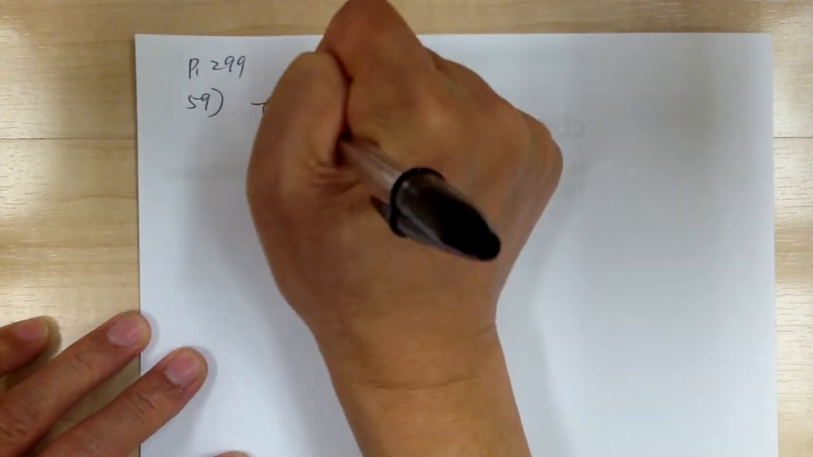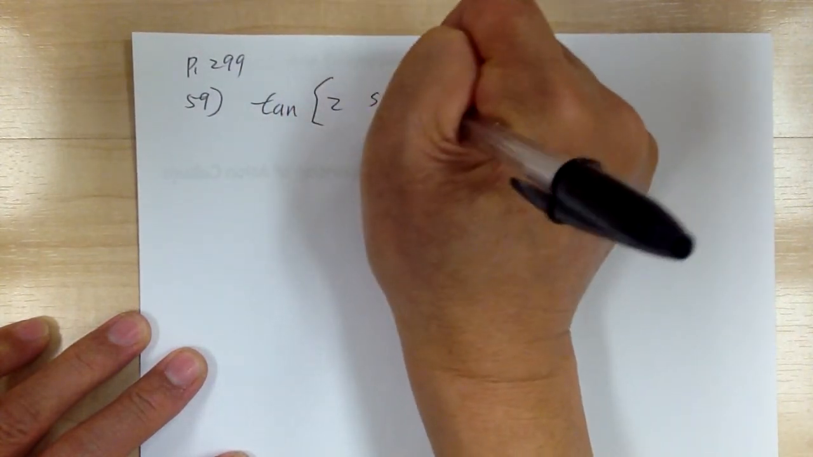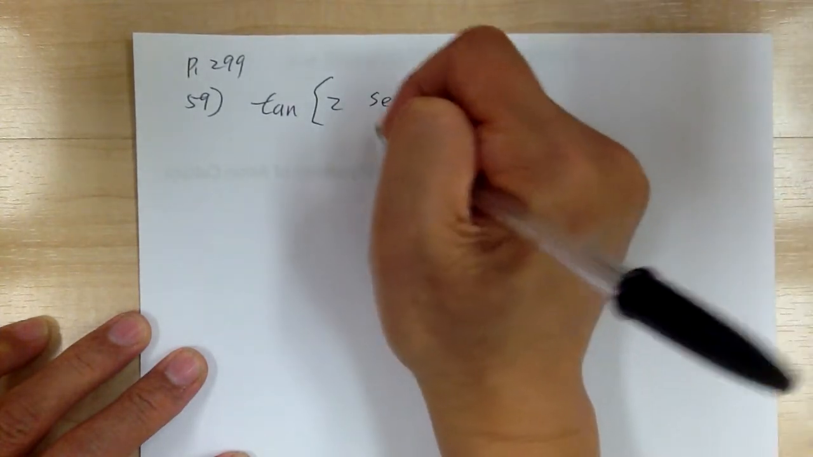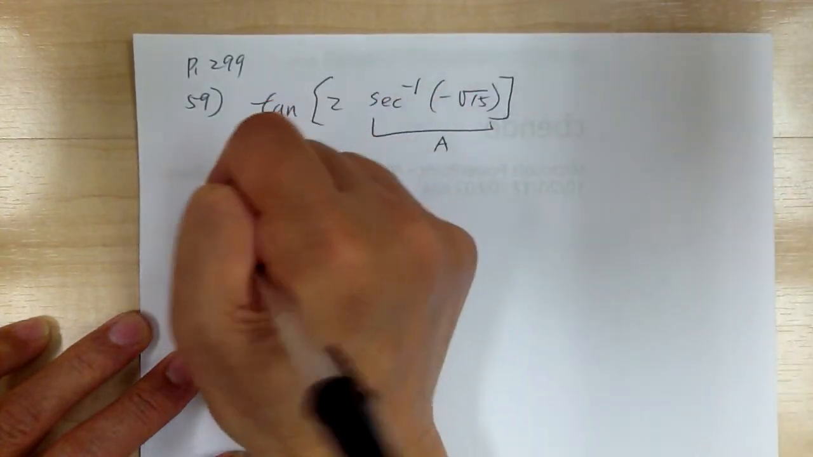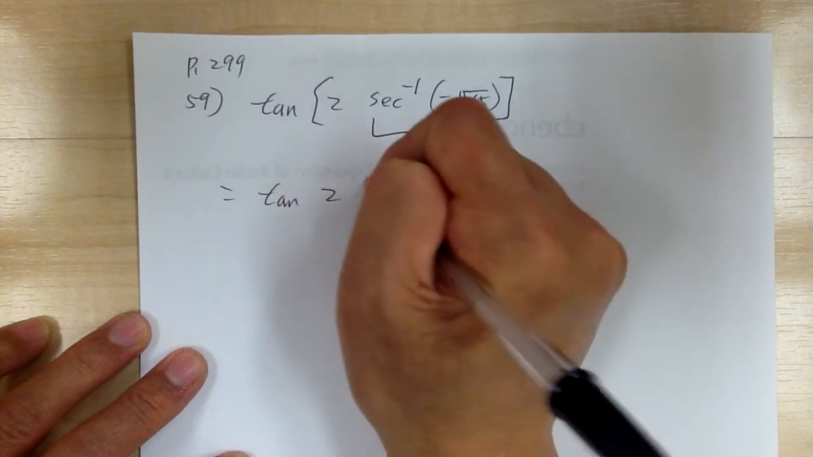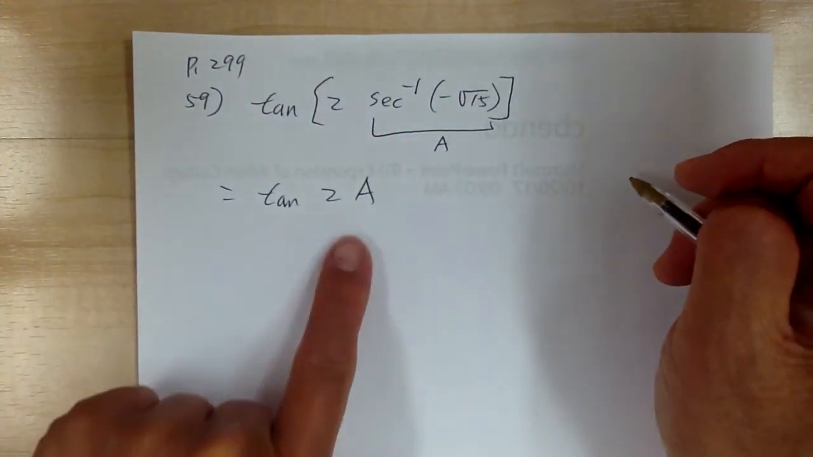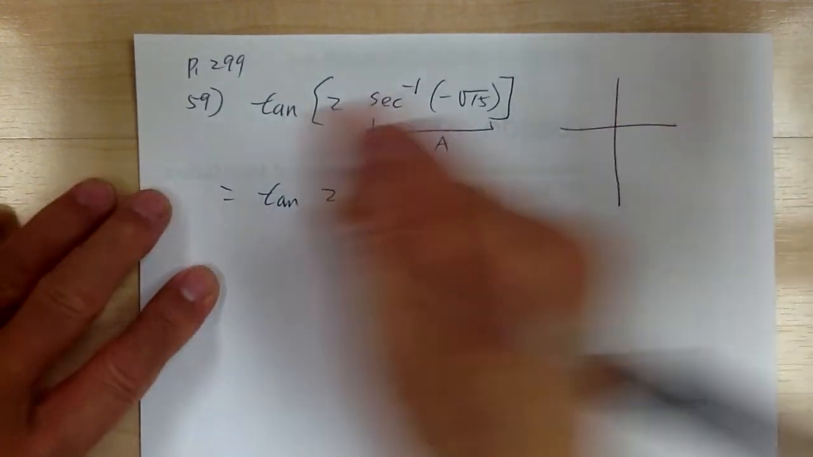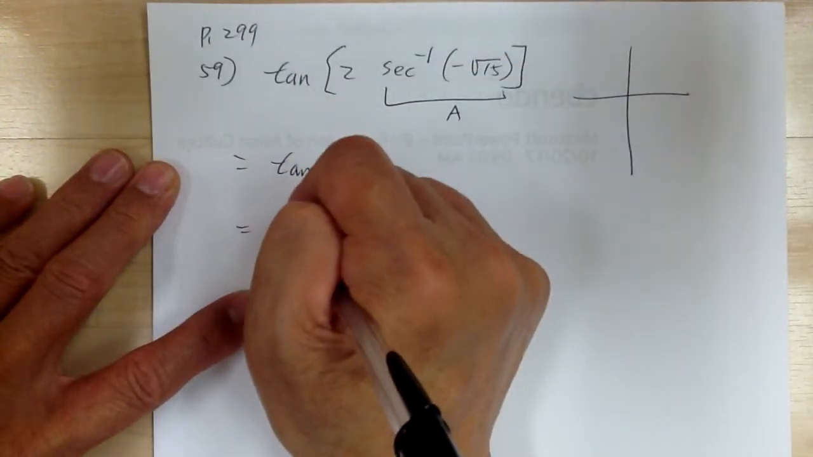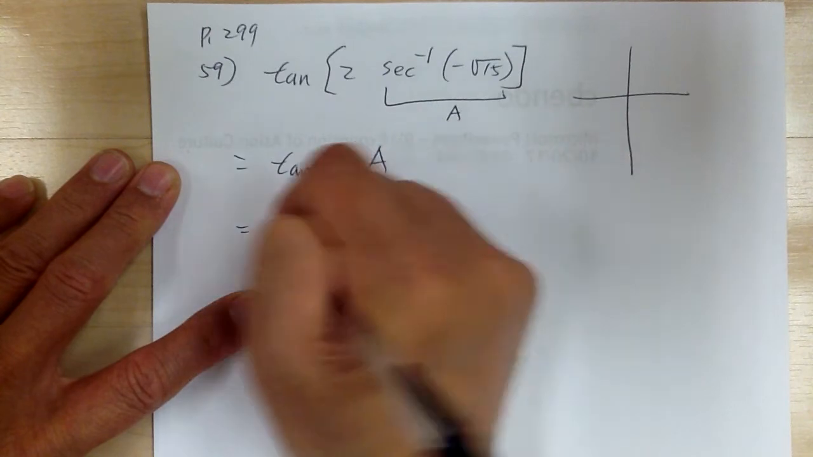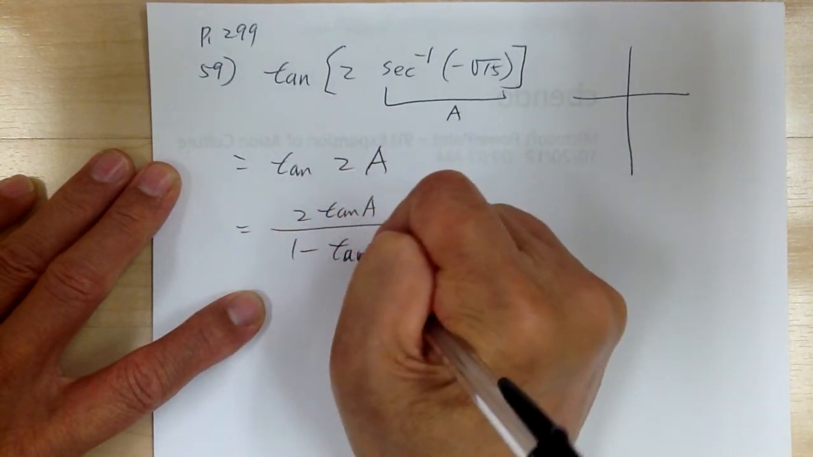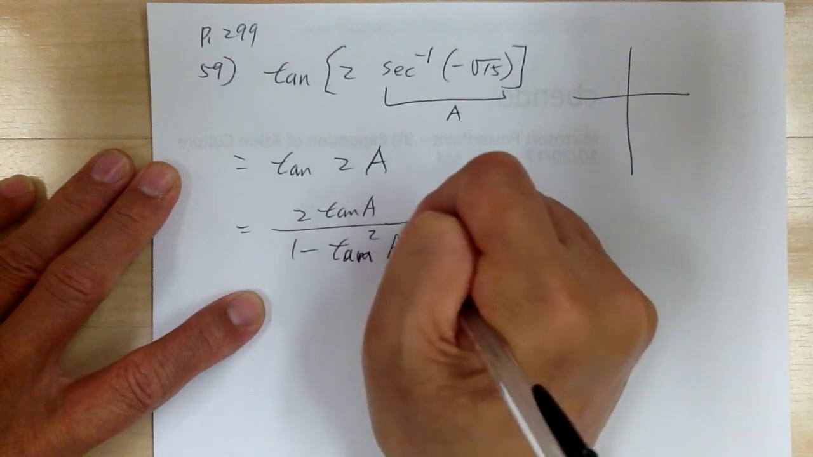You have tangent of 2 inverse secant of negative square root of 15. Okay, so again, that's your angle A. So this is equal to tangent of 2 alpha. So now you have to draw your picture, right? You can expand first if you want to. This is equal to 2 tangent A over 1 minus tangent square of A, right?